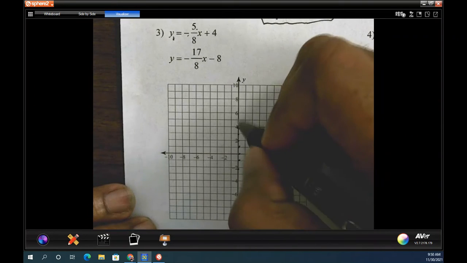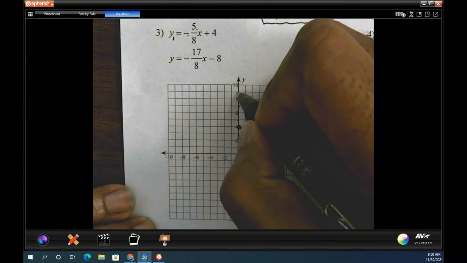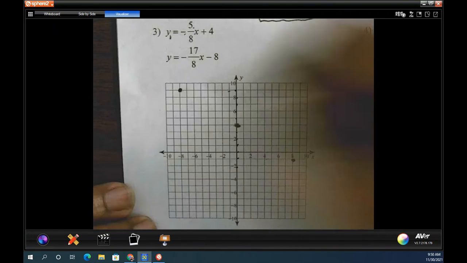Or we can go up 5. 1, 2, 3, 4, 5. Left 8. There's that line.